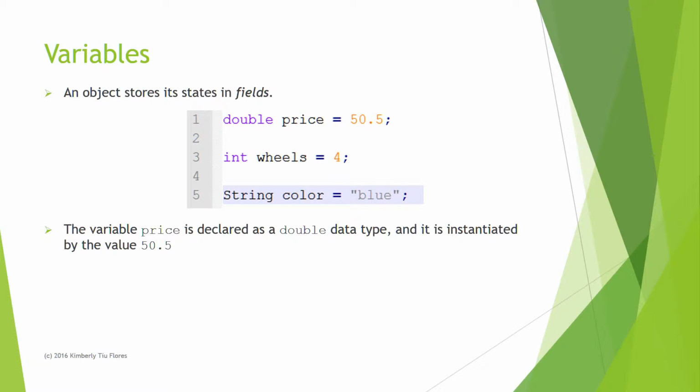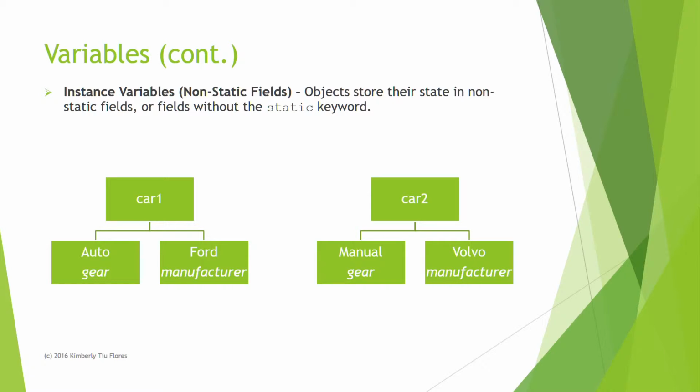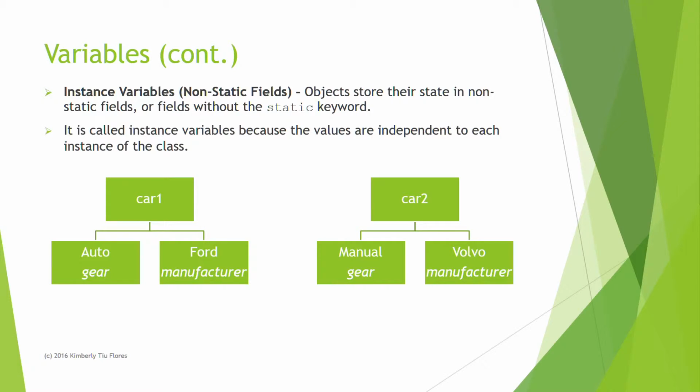Declaration and instantiation are what you must do in order to define a variable. Here are the kinds of variables. Instance variables or non-static fields are fields without a static keyword. Objects usually store their state in non-static fields. They are called instance variables because the values are independent to each instance of the class.